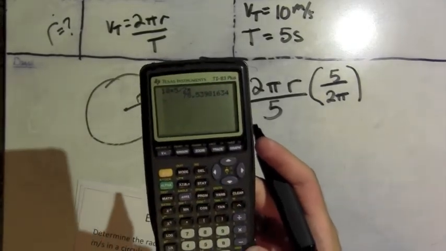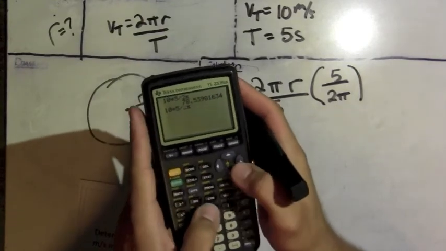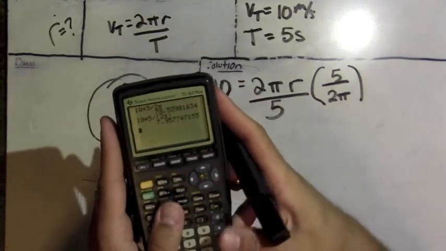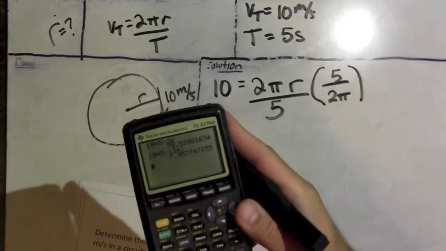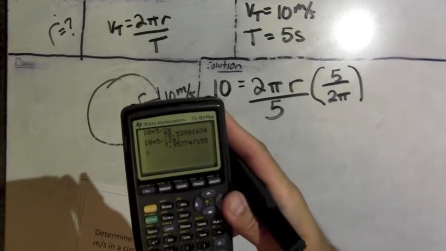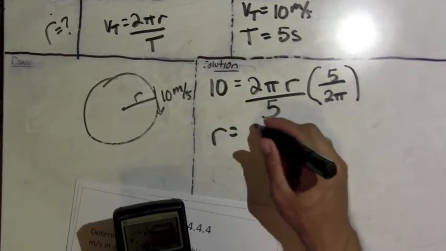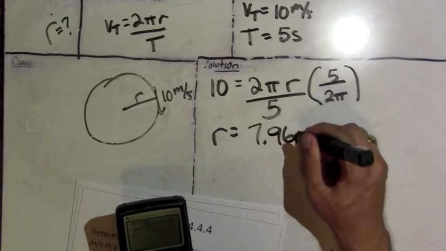That's not the right answer. What it should be is put these in parentheses on the bottom, and you get a very different value. You're off by a factor of about 10. So you need to be real careful when you're dividing by pi to make sure that it's in parentheses. So the correct answer here is 7.96 meters.